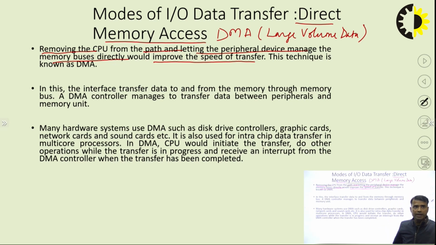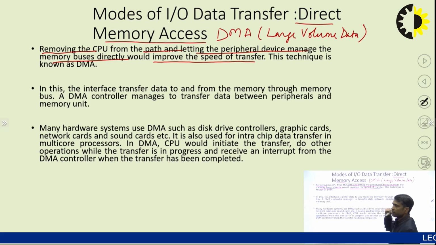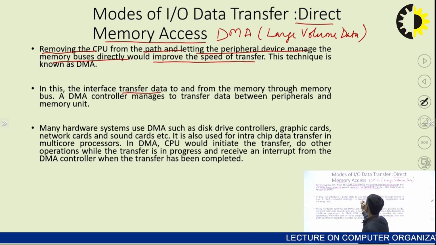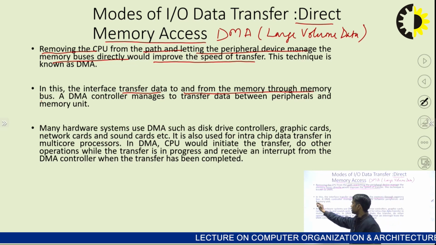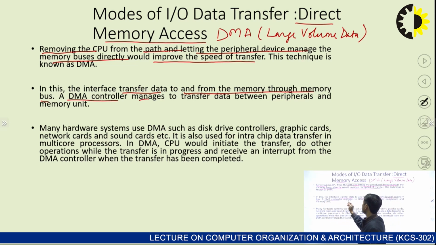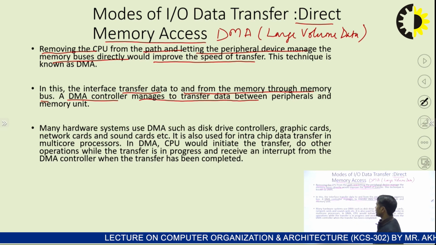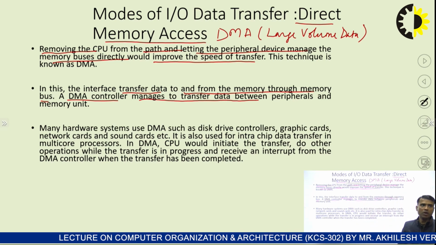Why? Because interrupts have to be seen and served regularly. So if we remove the CPU from the path of the peripheral device, the data is directly copied from the IO interface to the memory. In this, the interface transfers data to and from the memory through the memory bus directly. A DMA controller manages this transfer of data between the peripheral and the memory unit.